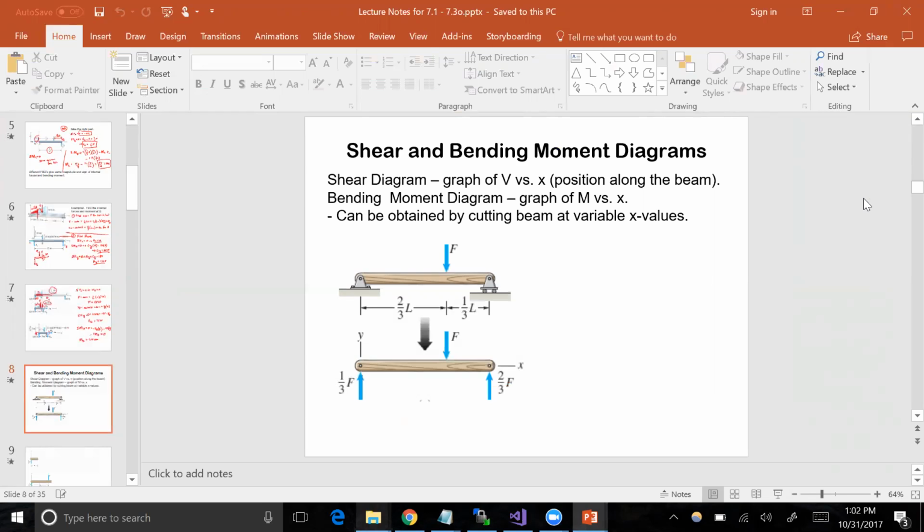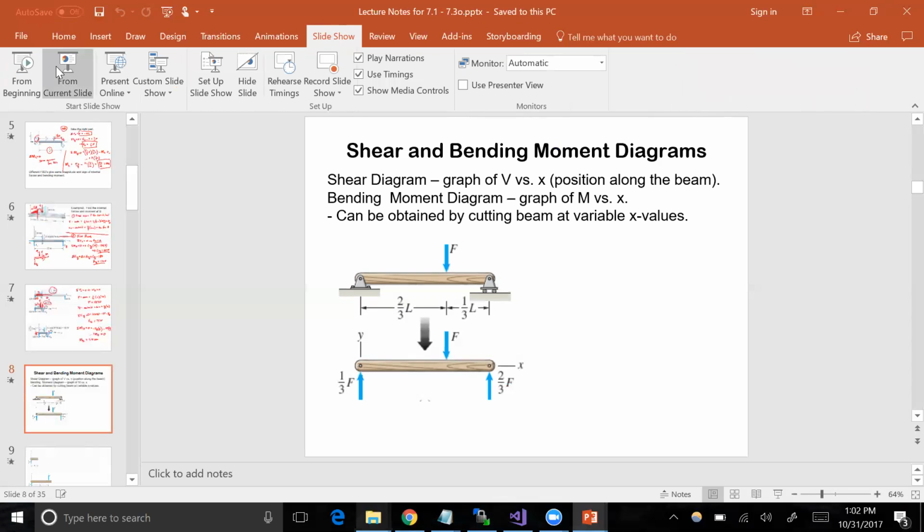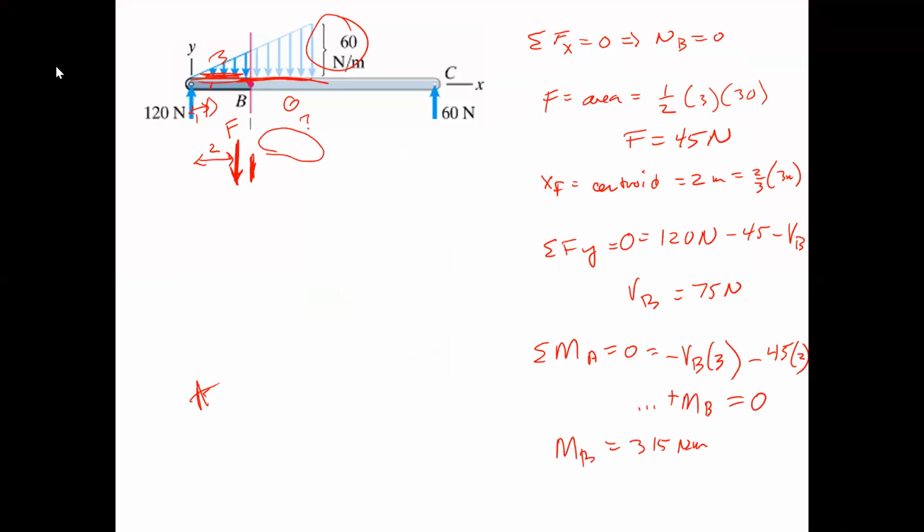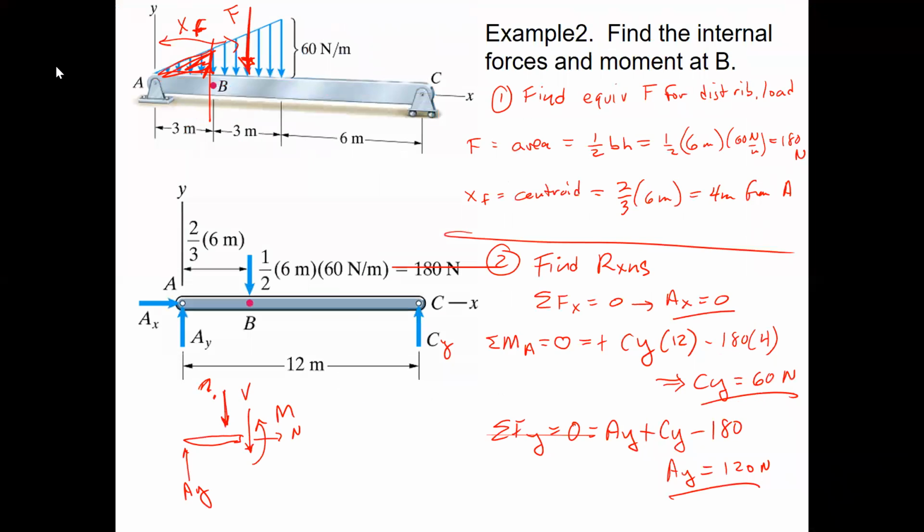So you were introduced to the internal forces lecture yesterday. Any comments on this notion of internal forces?